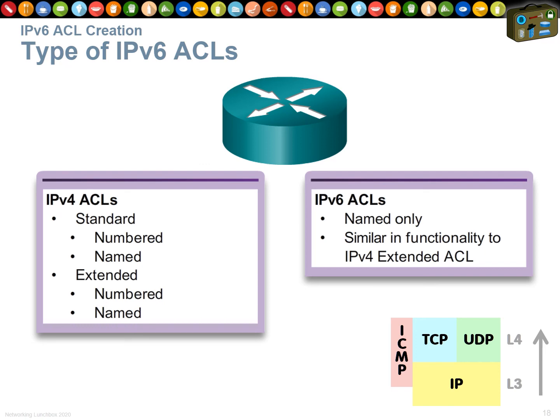So, broad categories. IPv4 has standard, numbered and named, and extended, numbered and named. But with access lists for IPv6, they threw that all out the window and said no. Named only, extended. So with IPv6 access lists, you don't have to worry about numbers, and you don't have to worry about standard or extended. It's just named and extended. That's it. So let's have a look at an example of an IPv6 access list.